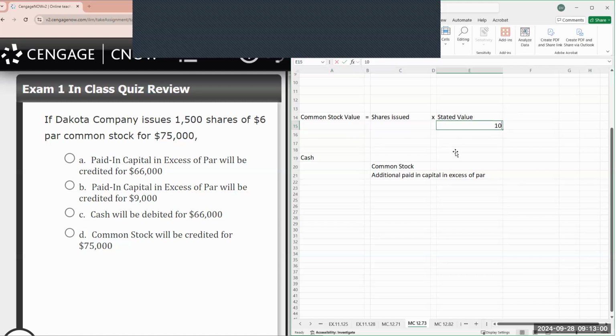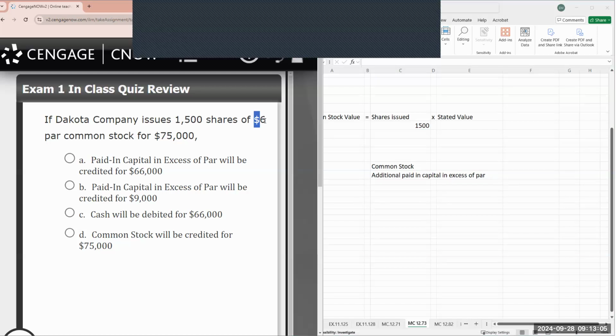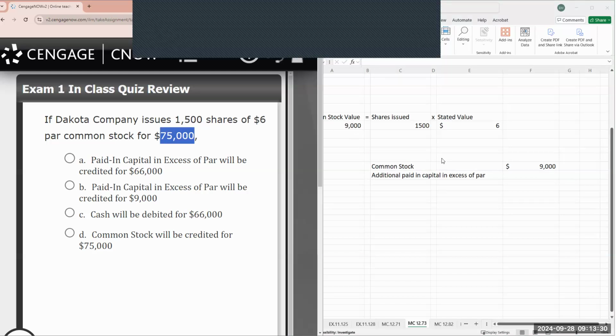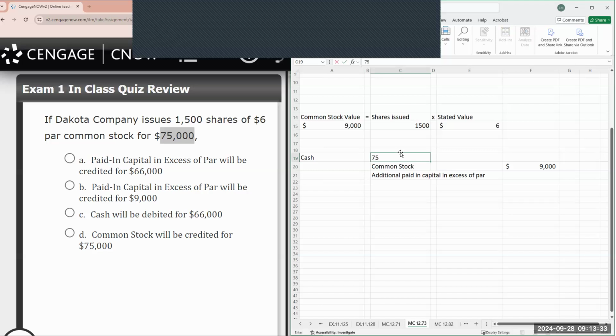But in this case, the shares that were issued were 1,500 shares, and it lets us know that the stated value is $6 per share. So therefore, the common stock value is the shares issued, 1,500, multiplied by the stated value of $6. The common stock value is $9,000. So we know that the credit to our common stock is going to be $9,000. And now the problem says that they issued the stock and they received $75,000. So we would debit our cash account. We received $75,000.